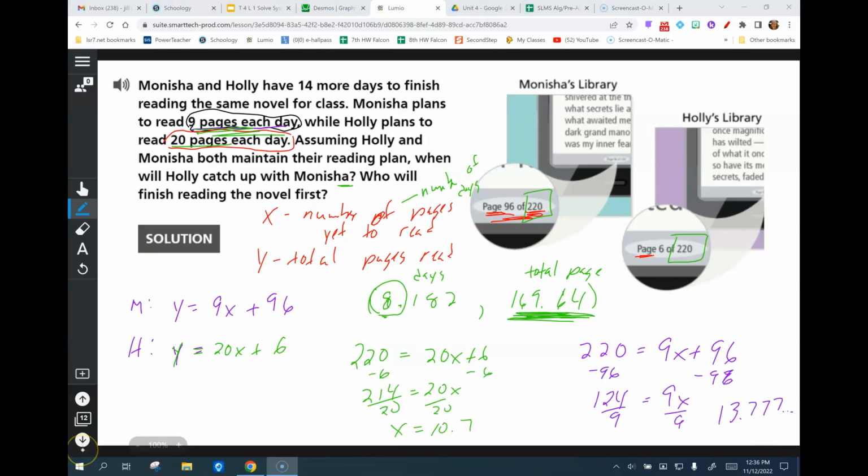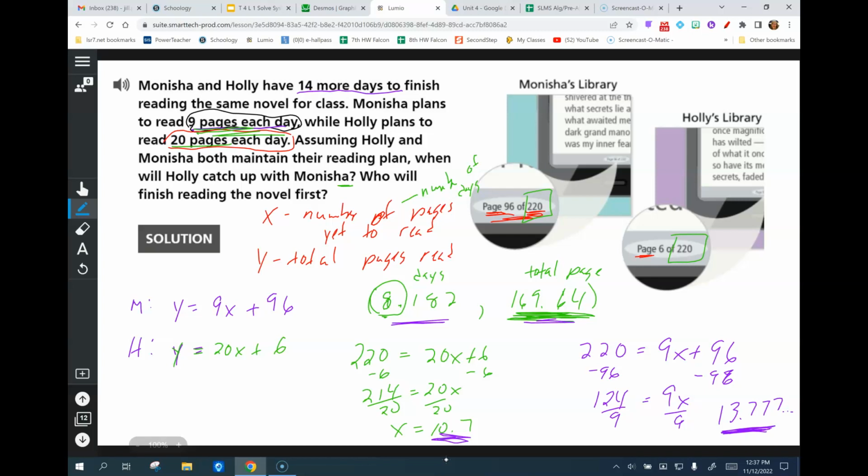Okay, so let's solve those two equations. When you solve those equations, x is equal to 10.7 for Holly, and for Monisha, it's 13.7777. So who's going to finish first? Well, it's only going to take Holly 10.7 days, so about 11 days. And for Monisha, it's going to take 14 days. Holly will finish faster, because they have 14 days. Monisha has paced it out so she doesn't have to do as many pages every night. Okay, so these are approximations. When we get into the next unit, we won't need to approximate.